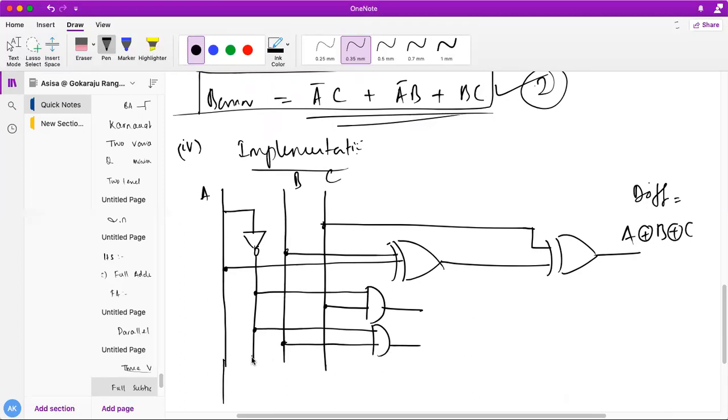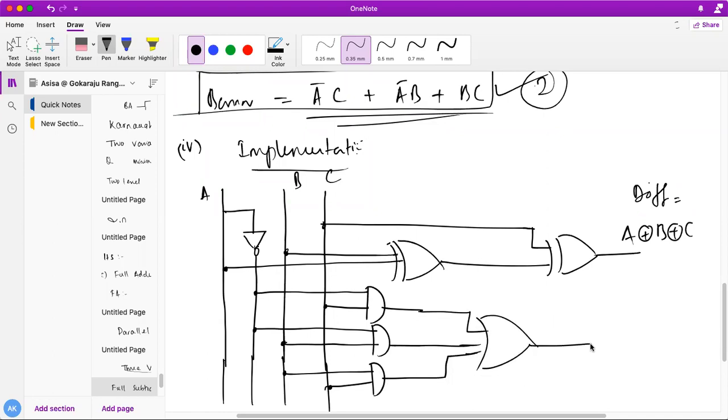Next, BC. So where is BC? This is my B and this is my C, BC. All three will go, and finally it will perform the OR operation. Okay, so this will finally give me my borrow.